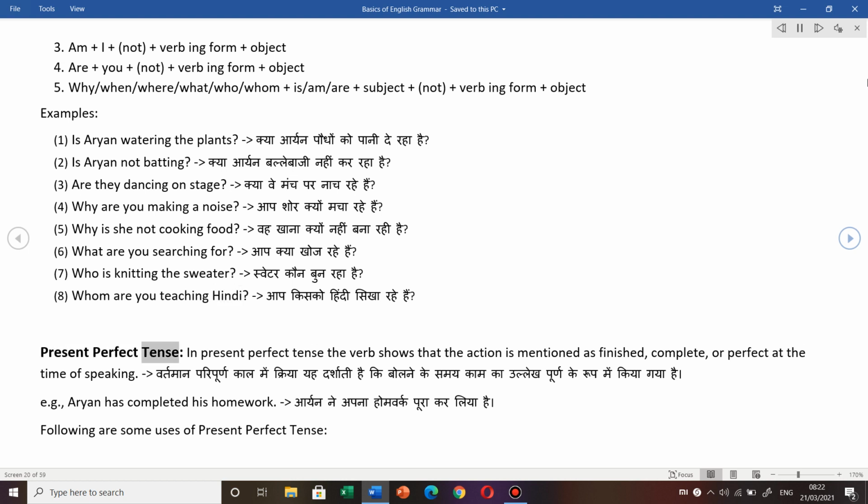Present perfect tense. In present perfect tense, the verb shows that the action is mentioned as finished, complete, or perfect at the time of speaking. For example, Aryan has completed his homework. Following are some uses of present perfect tense.